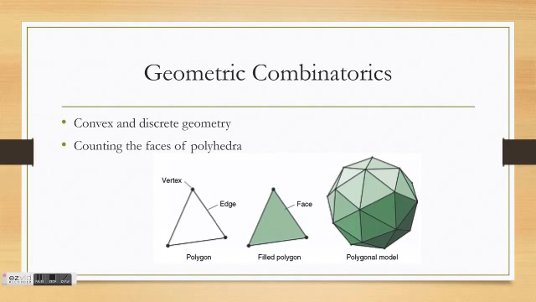Here we have geometric combinatorics. That's where we have the study of convex and discrete geometry. We count the faces of the polyhedra. And this is a picture of a polygonal model.